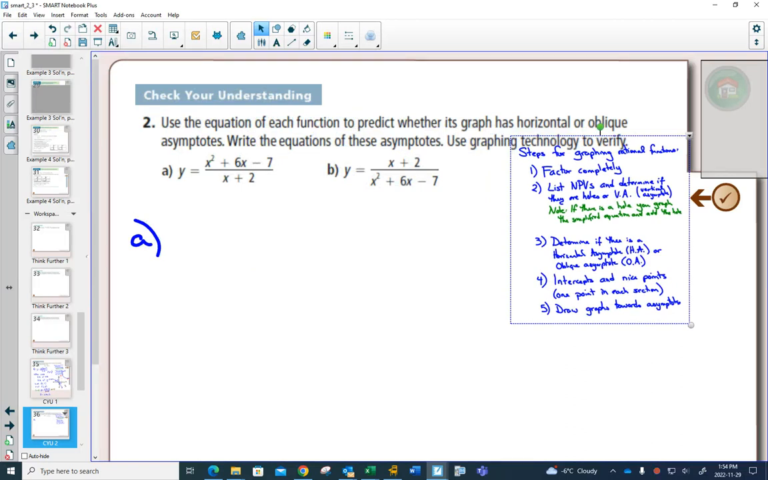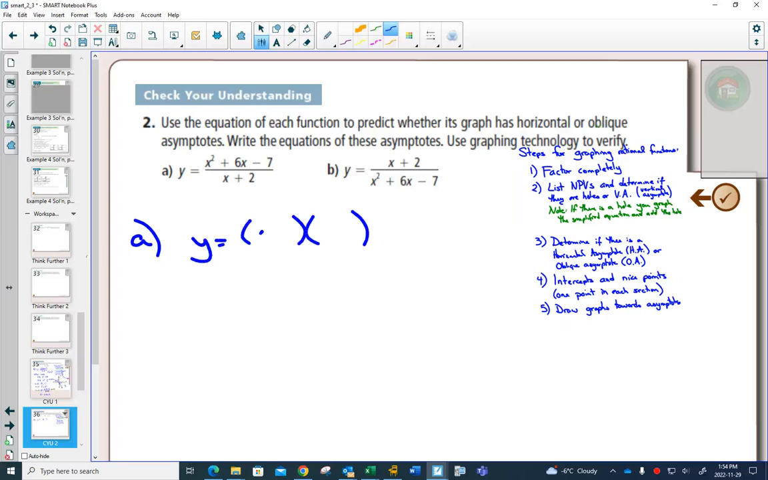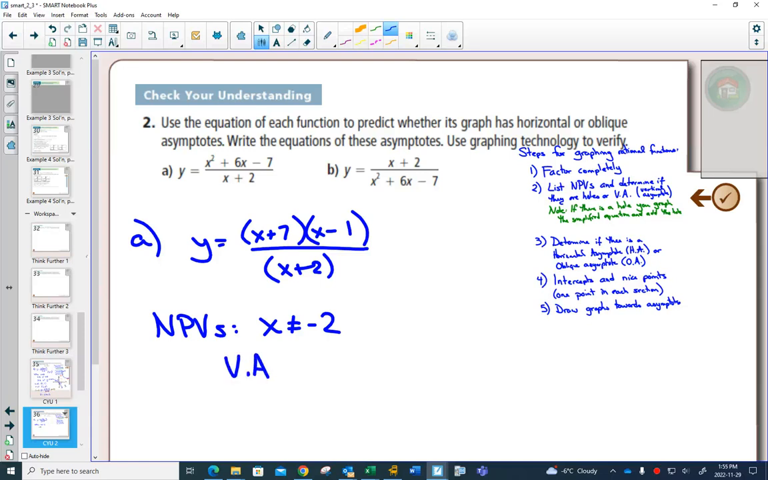Step number 1, we have to factor completely. Can I factor this equation? Yes, the top can factor to x plus 7, x minus 1. The bottom is x plus 2. Does anything simplify? No. After factoring, when we're going about graphing, the very first thing we always list is our non-permissible values. In this case, x can't equal -2. And we have to decide if that non-permissible value is a vertical asymptote or a hole. Since it didn't go away, it will be a vertical asymptote at x equals -2.